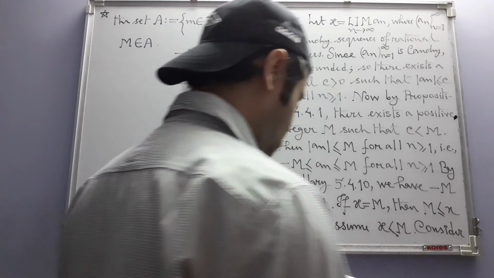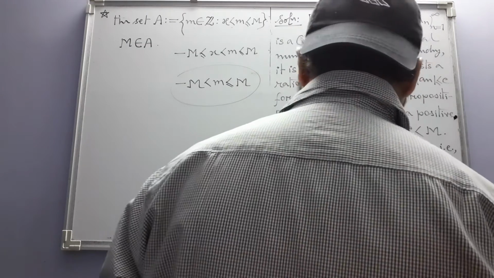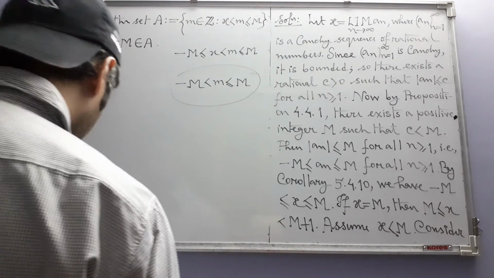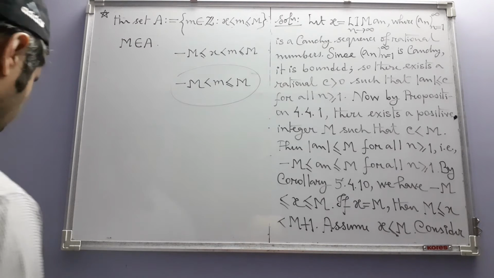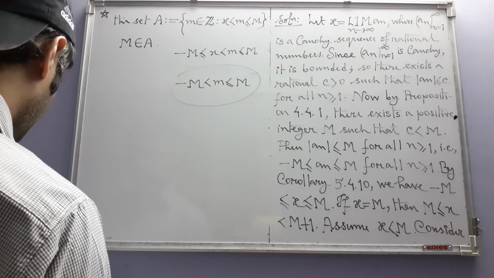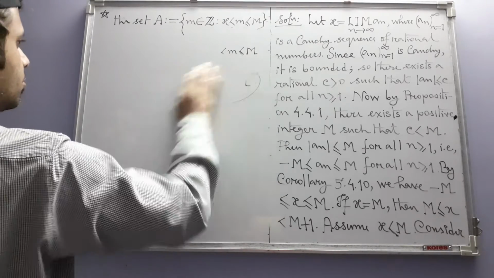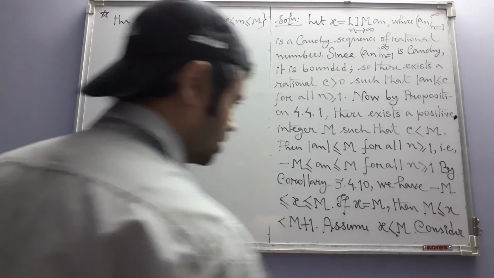And because it is finite, it will have a smallest element. It will have a largest element also, but we need the smallest. Let's write these things systematically.